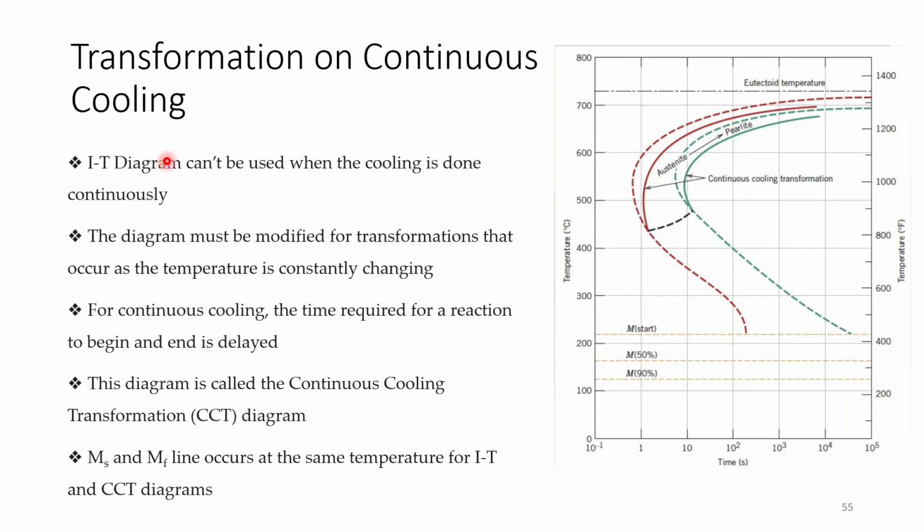So these are isothermal diagrams which can't be used when the cooling is done continuously. Okay, so the previous diagram can't be used in continuous cooling. The diagram must be modified for transformation which occurs as the temperature is constantly changing. For continuous cooling, the time required for a reaction to begin and end is delayed.